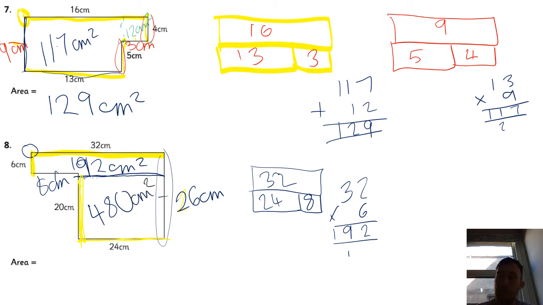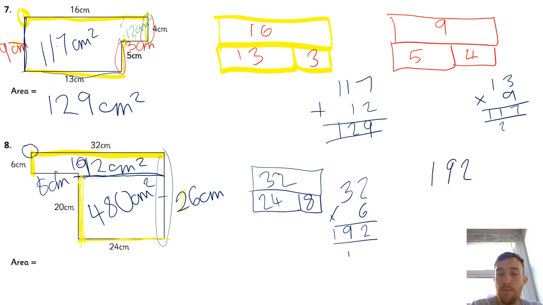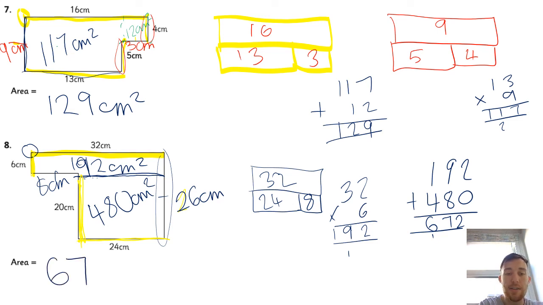Again, I've got 2 numbers now, so I need to make sure I add them together to find the area of the whole of the rectilinear shape. So I need to do 192 add 480. So 2 add 0 is 2, 9 add 8 is 17, 1 add 1 is 2, plus the 4 is 6. So the area of the total of the rectilinear or compound shape is 672 centimeters squared.